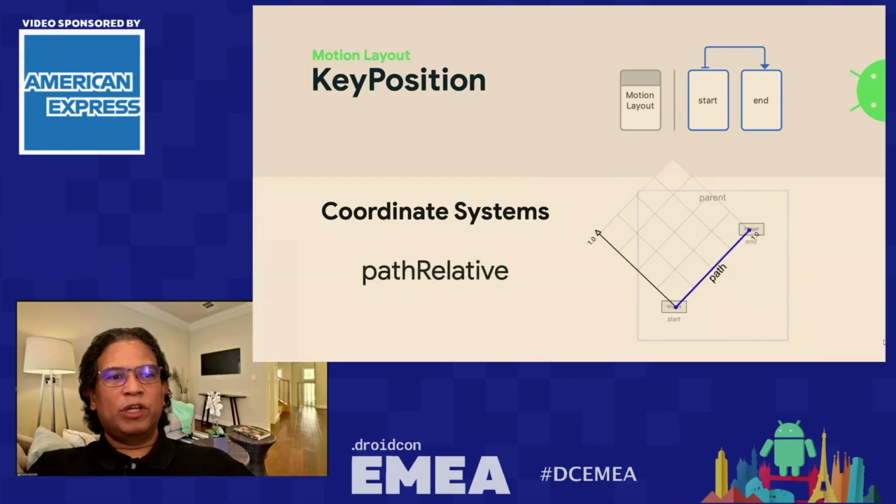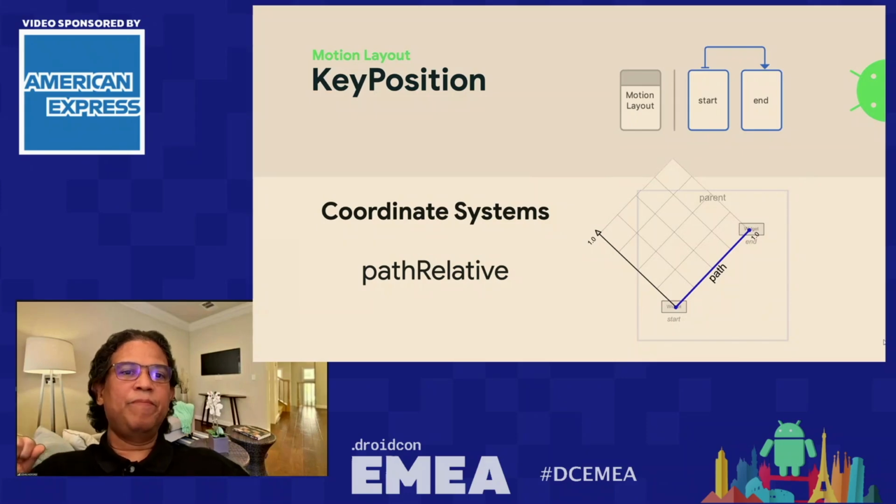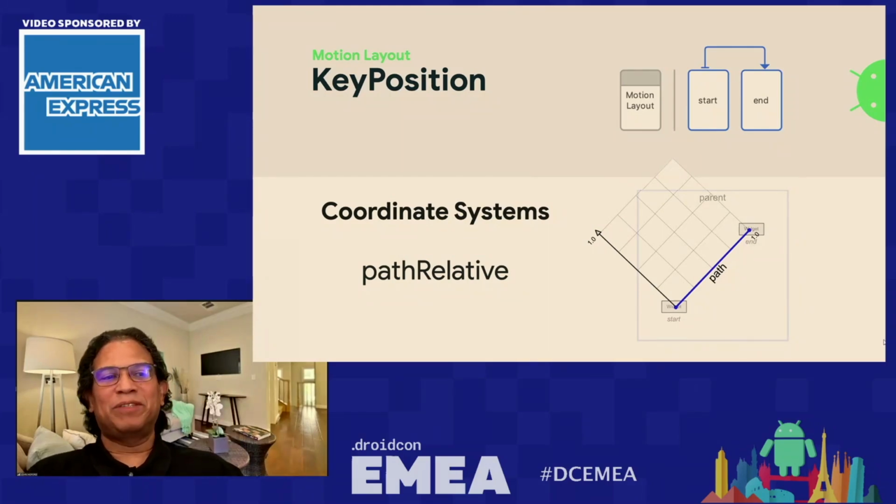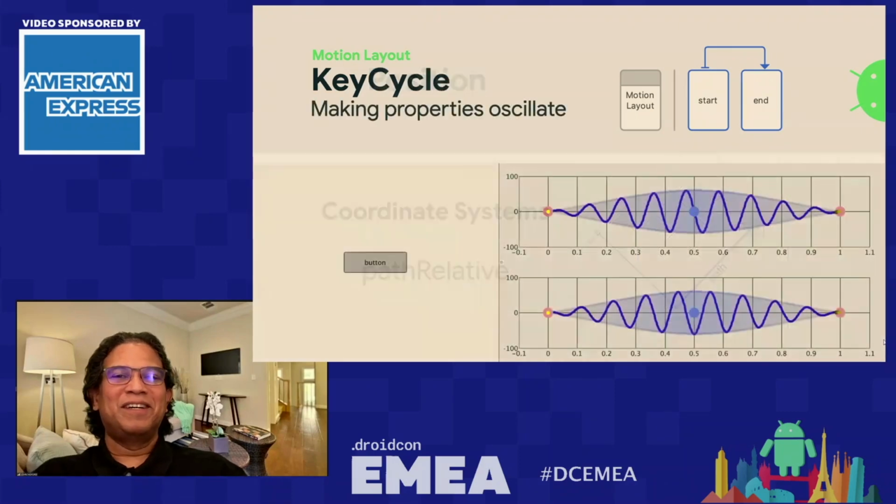The next one that we have is actually parent path relative. And there we rotate the coordinate system such that the path is the x-axis. And the y-axis is perpendicular to the path. And again, the coordinate system is flipped in this picture.